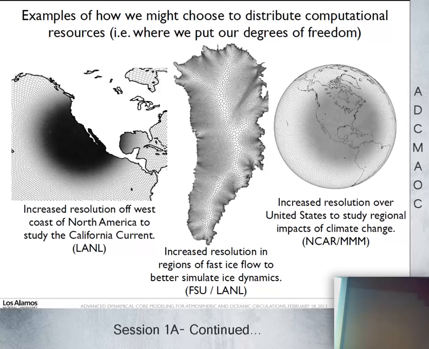It turns out there's a very easy way to specify where you want your computational resources. These are meshes that we have used to actually do simulations. Here's a place where we wanted to put enhanced resolution in the California current. Here's a place where we want to do enhanced resolution for climate change studies in North America. And here, for this ice sheet application, and we're not going to talk about ice sheets, but it certainly is a pretty mesh, we put resolution in ice streams where the majority of the ice flows out into the ocean.